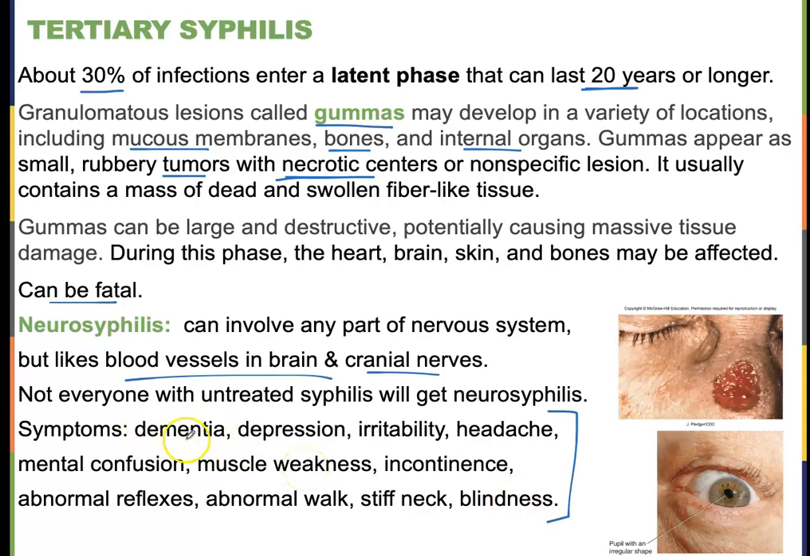So in the brain, it can cause dementia, depression, irritability, headache, mental confusion. If it's in your motor neurons, it can cause muscle weakness, incontinence, abnormal reflexes, walking problems, a stiff neck, and blindness. So anywhere in the central nervous system or peripheral nervous system that it forms a problem, you have the symptoms.